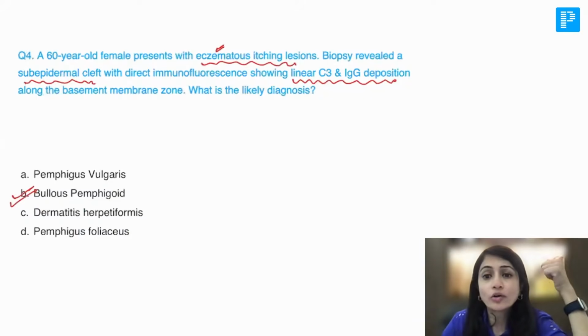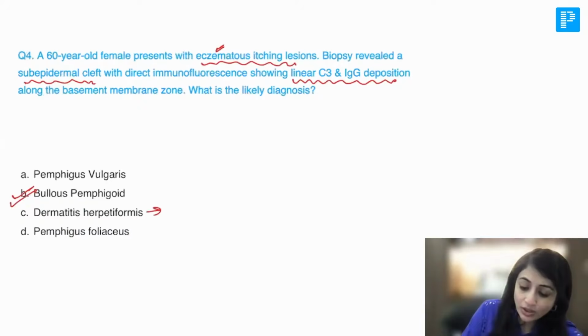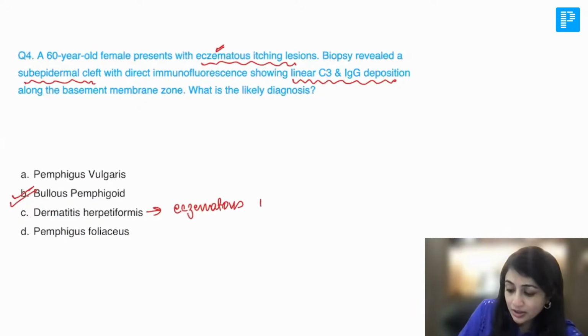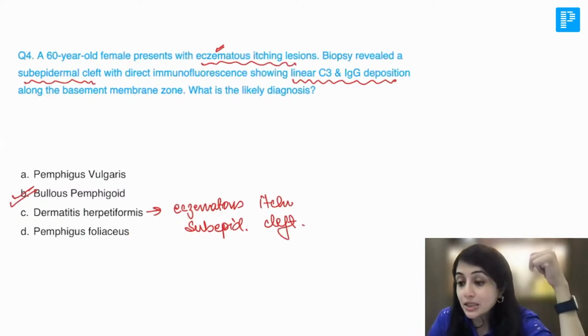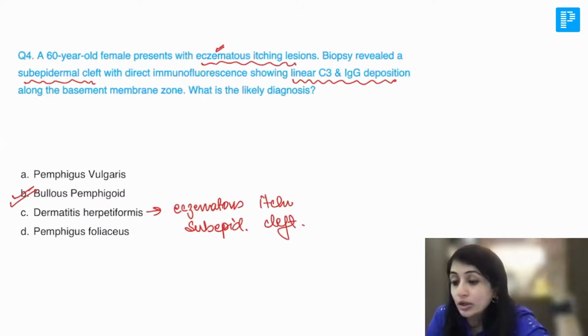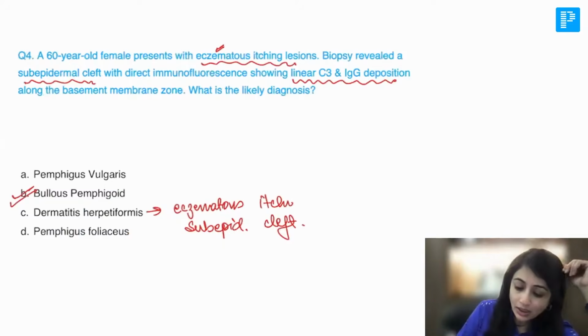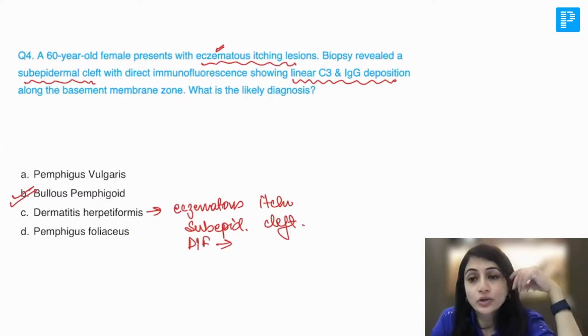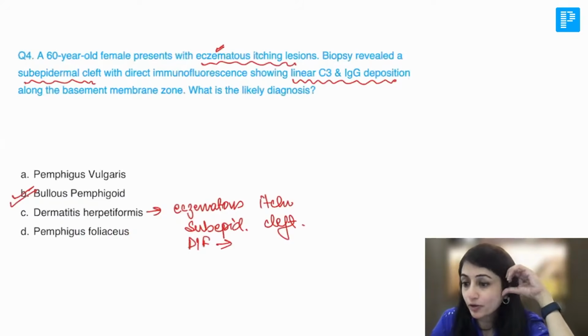Because see, a DH can present with eczematous itchy lesions, right? And you can see subepidermal cleft here also. But why is this not DH? Because of what I see in DIF. Yes, but I may not give you celiac disease. So what is seen in DIF of dermatitis herpetiformis? Because in this question only that is helping me differentiate between DH and bullous pemphigoid.